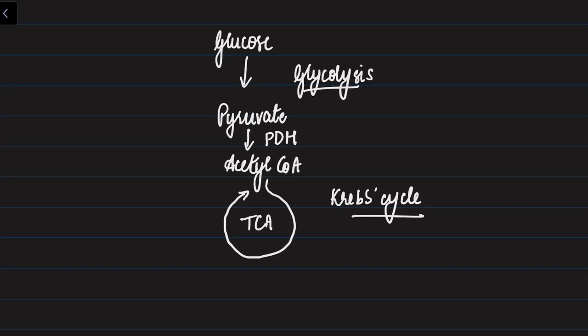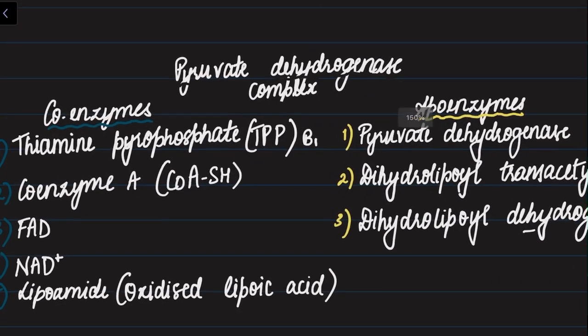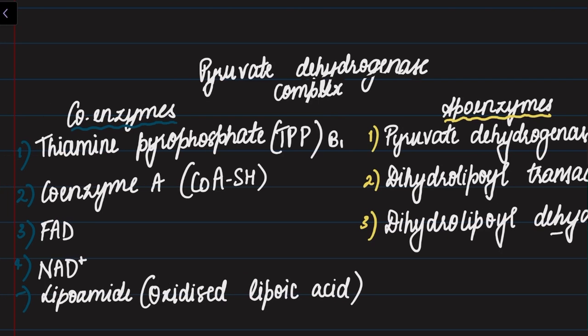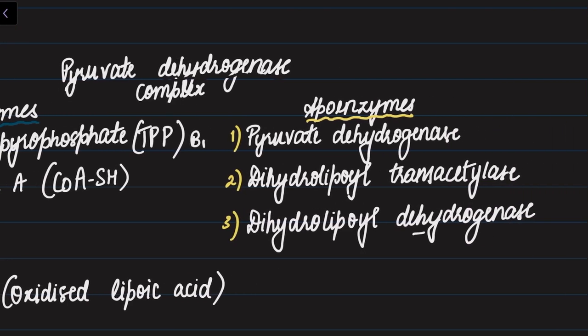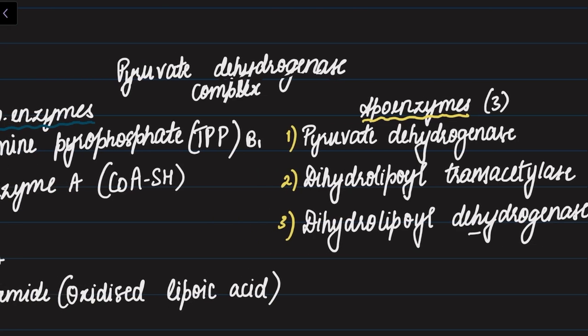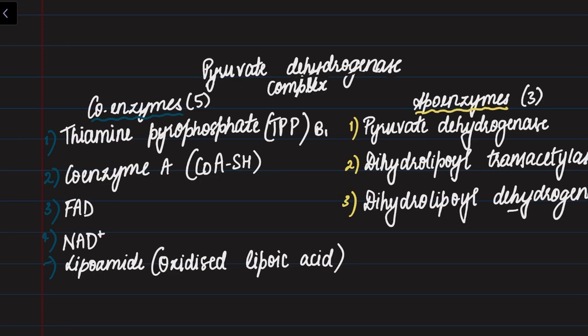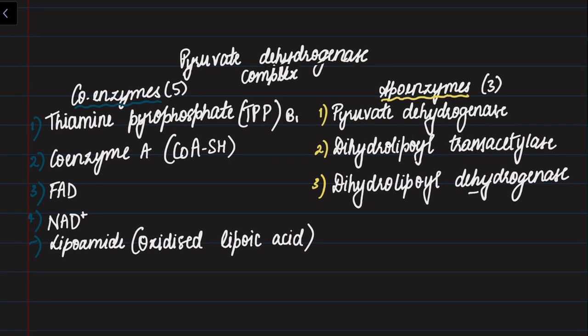This is what we learned in 11th grade. But unfortunately, this is medical biochemistry and this much is not enough. So this step is what we'll be studying in detail today. Pyruvate dehydrogenase is not an enzyme. It's an enzyme complex comprising 3 apoenzymes and 5 coenzymes. For those who don't know, apoenzyme is the main protein part of an enzyme, while coenzyme is the dialysable non-protein part.